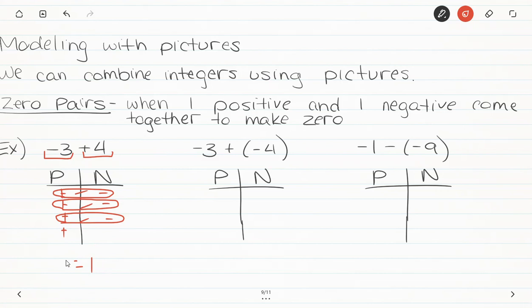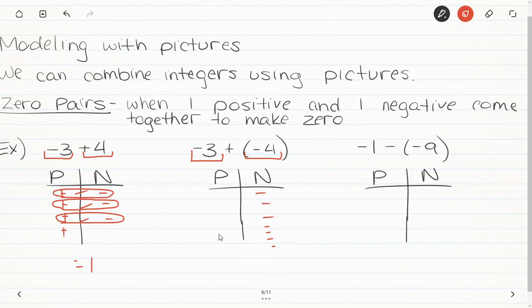So I had 3 negatives and 4 positives. I combined 3 of them together, and I was left with 1 positive from the 4. All right, let's look at another one. So we first have to look at the terms. I have a -3, so I'm going to document that: 1, 2, 3. And then I also have a plus -4, so I have to deal with this -4, and I'm going to draw 4 more negatives: 1, 2, 3, 4.